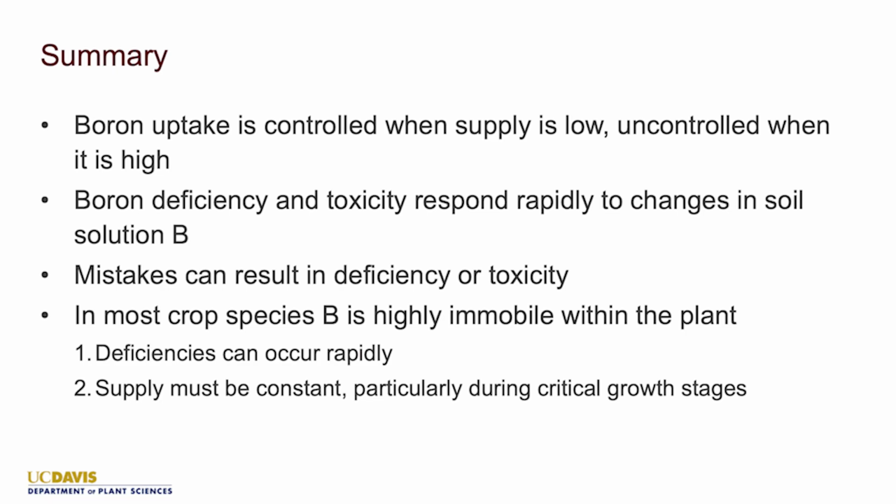And later on, we'll look at the growth stages of maize as an example and look at where are the weak points, where are the points where growth is critical, where are the points where a deficiency of boron would have a major impact on productivity.